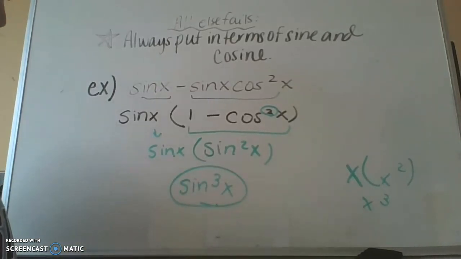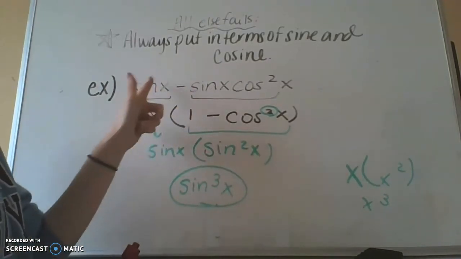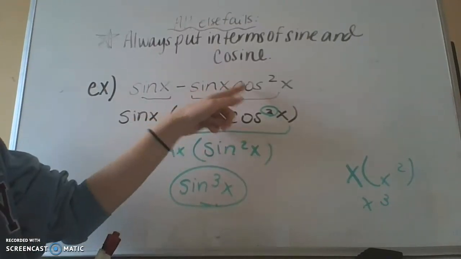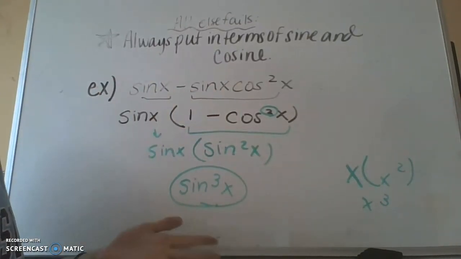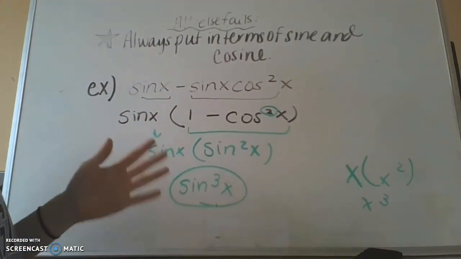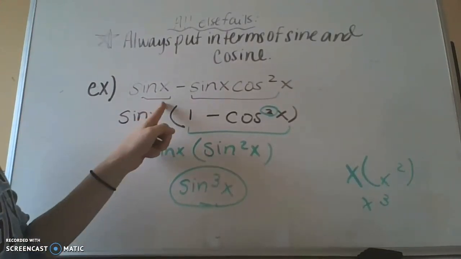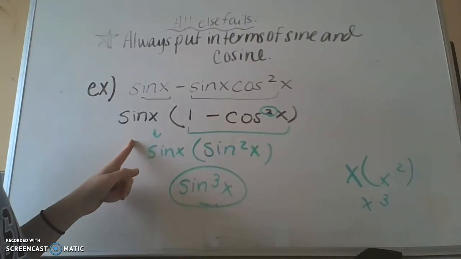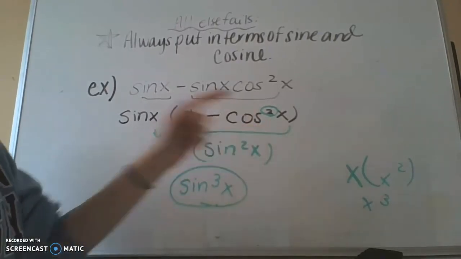So let me walk through this one again, our last example. We already have everything in terms of sine and cosine. We see a cosine squared, so maybe we're thinking one of those Pythagorean identities. That's how I want you guys to think when you start seeing trig functions squared. But I don't see anything yet. So the first thing I'm going to do is say, okay, I can pull out a sine. So I pull out a sine, and I'm left with 1 minus cosine squared.